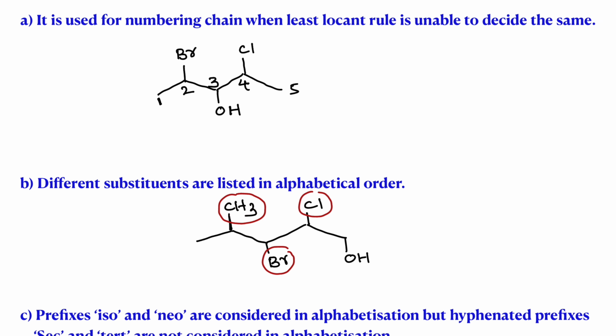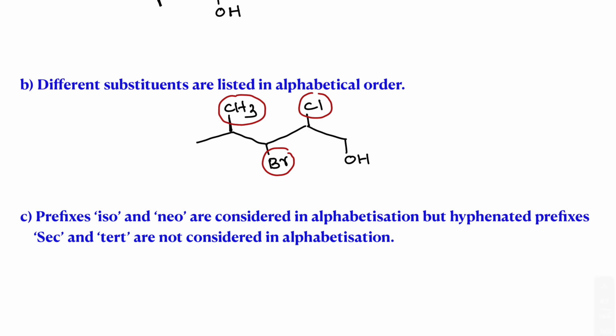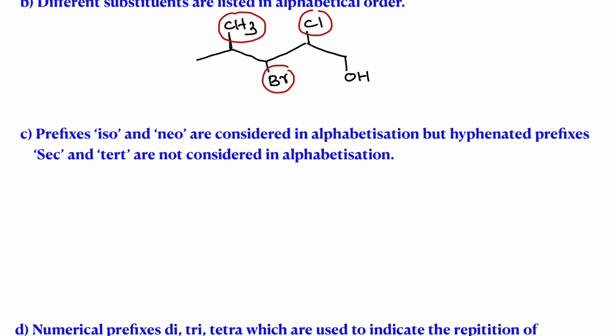This is another situation where the alphabetization rule is used. And most importantly, the prefixes iso and neo are considered in alphabetization. So whenever you are writing an isopropyl group, you have to consider the I of iso. These are non-hyphenated prefixes, but hyphenated prefixes secondary and tertiary are not considered in alphabetization.